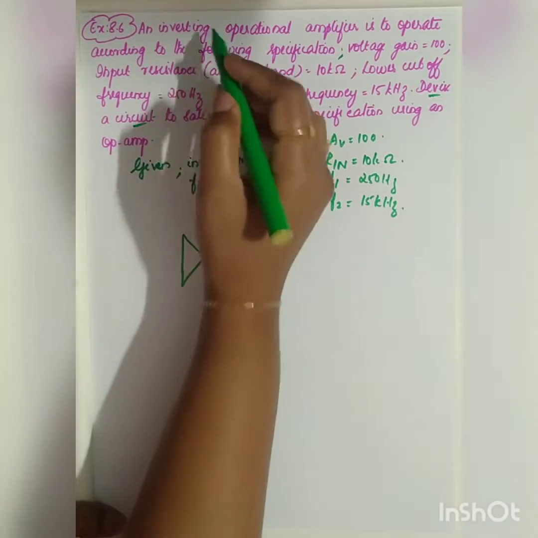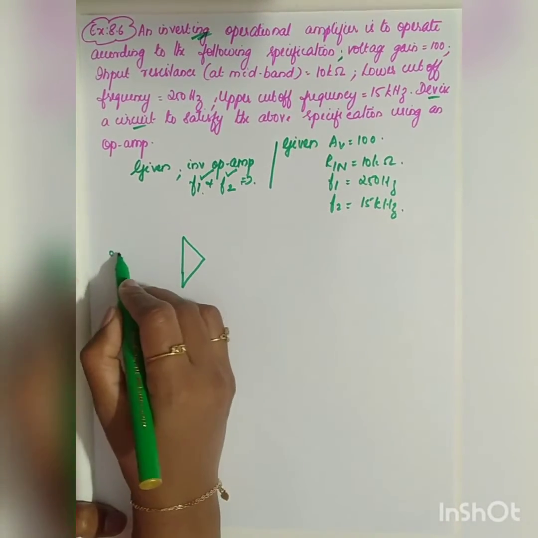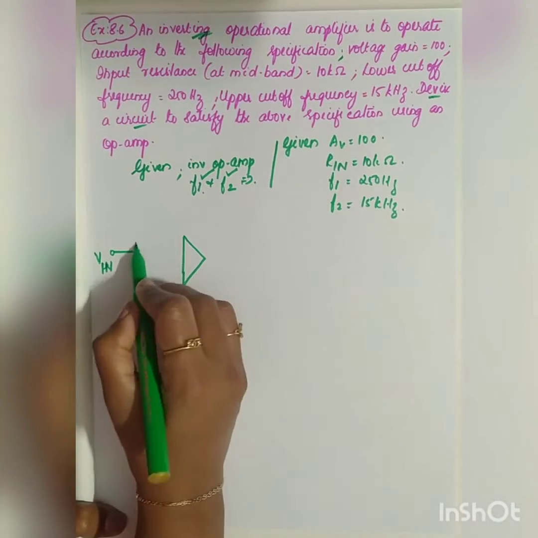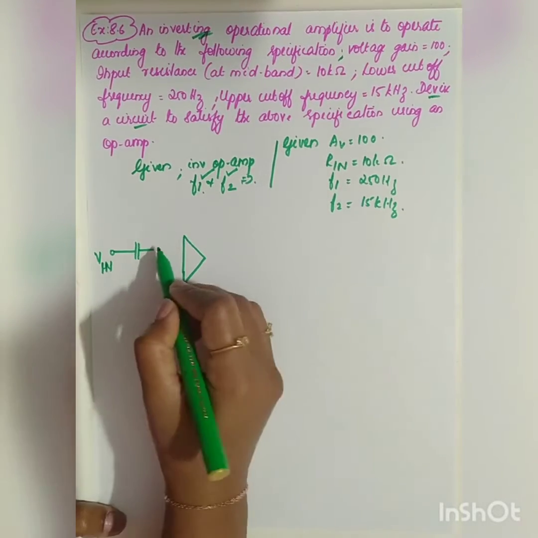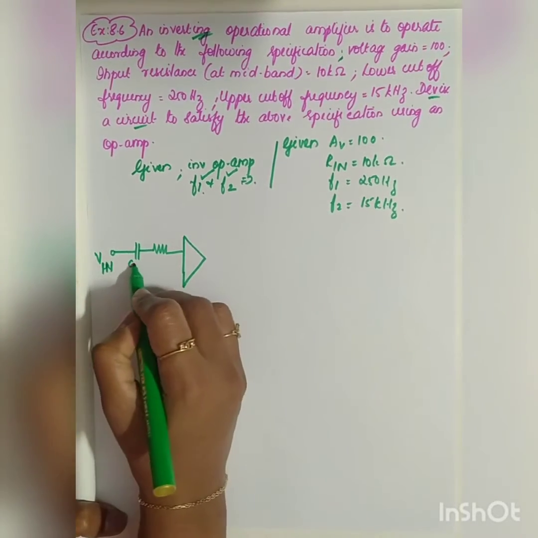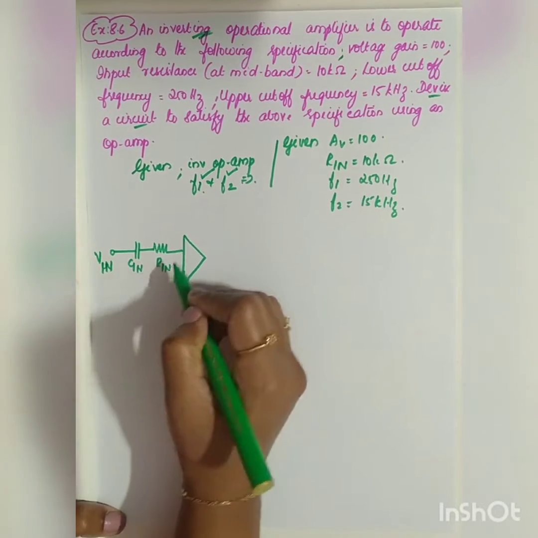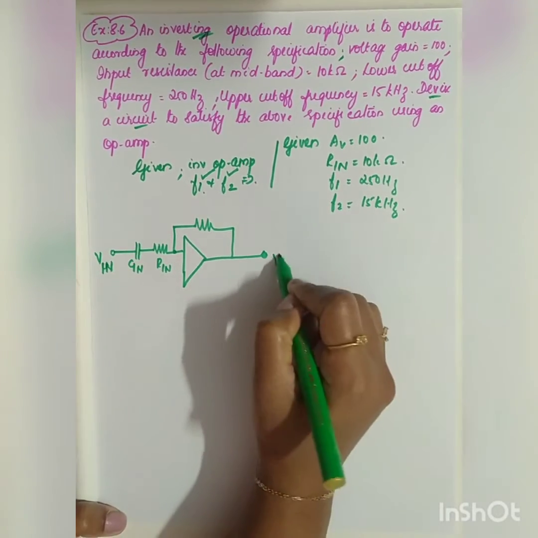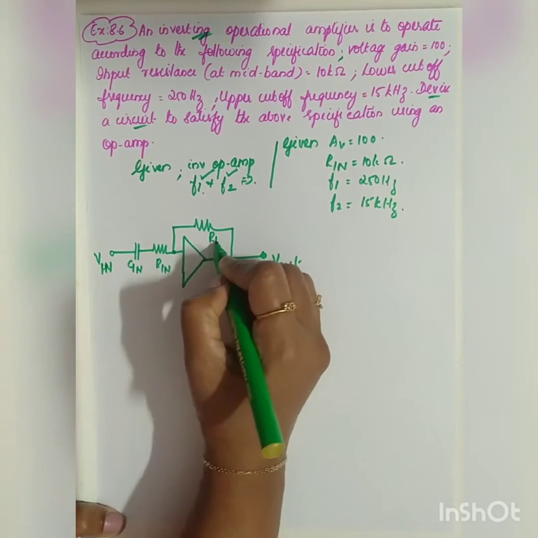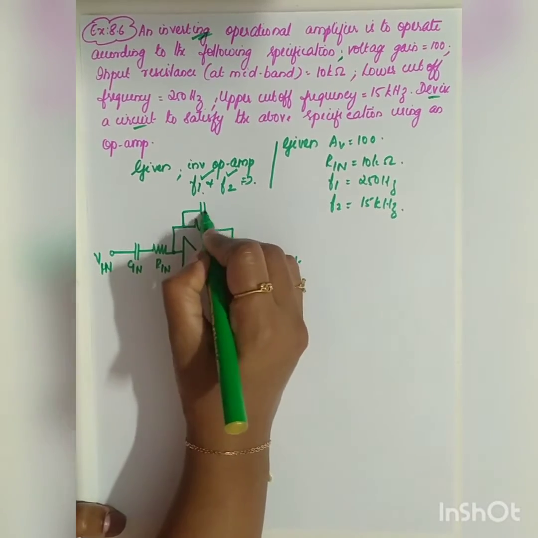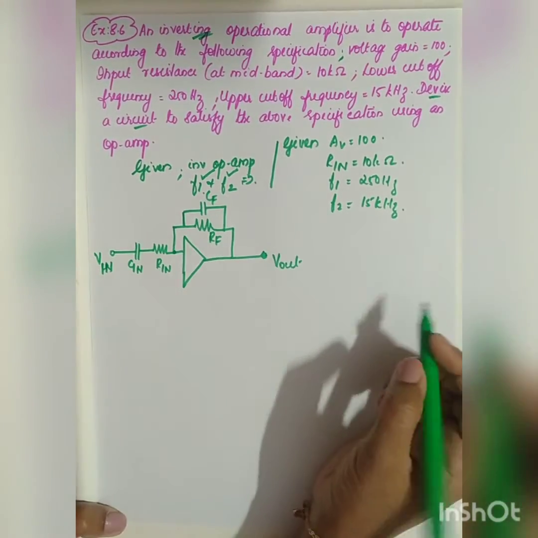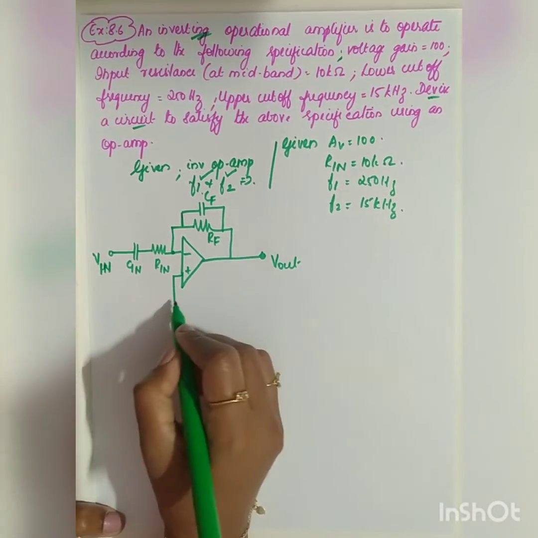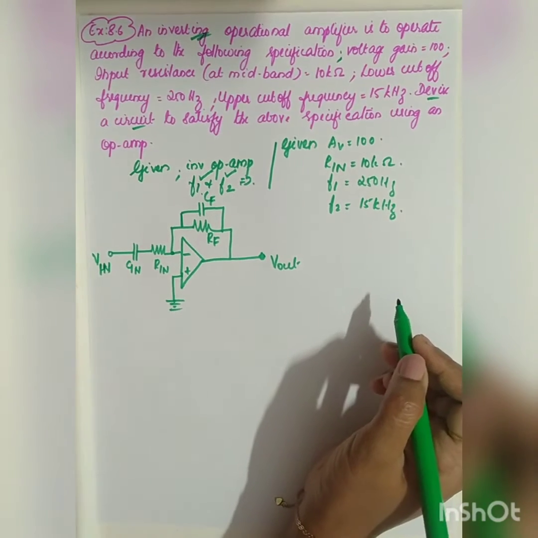So the clue given in your question is that it is an inverting op-amp. So the input is applied to the inverting terminal. If I take this as Vin, since your cutoff frequency is given, we are going to add your capacitor Cin. This will be your resistor Rin. Feedback, this will be your RF, and for the upper cutoff frequency, you will be getting a CF here. So this is the inverting terminal, and the non-inverting terminal will be grounded.